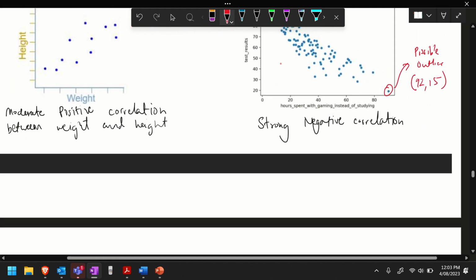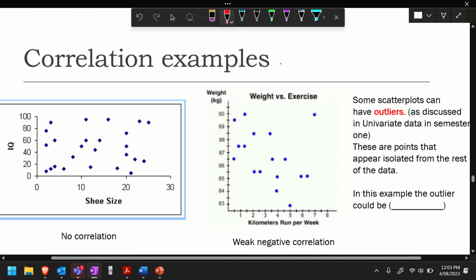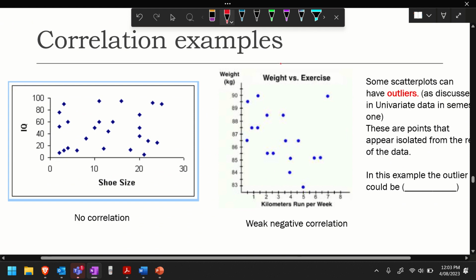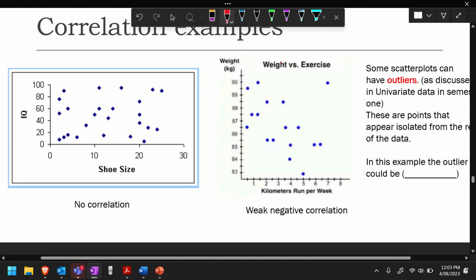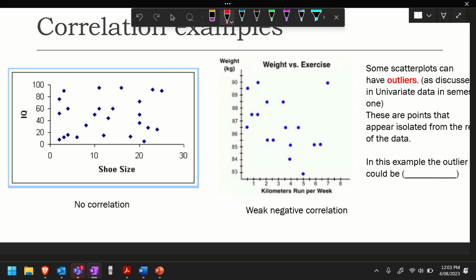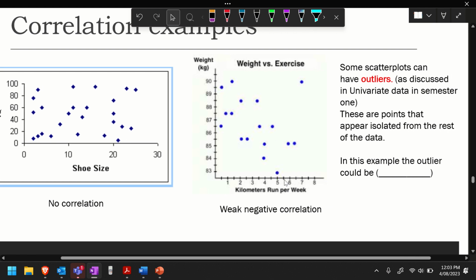All right, so that's pretty straightforward. Let's go through the other more correlation examples here. This one here, as you can see, no correlation there. It's all over the place. Okay, pretty straightforward, I think. This one here, again, would also be weak negative.